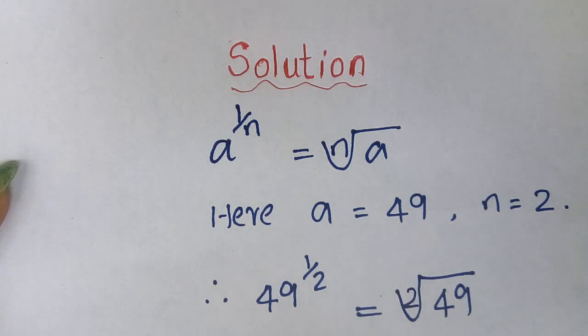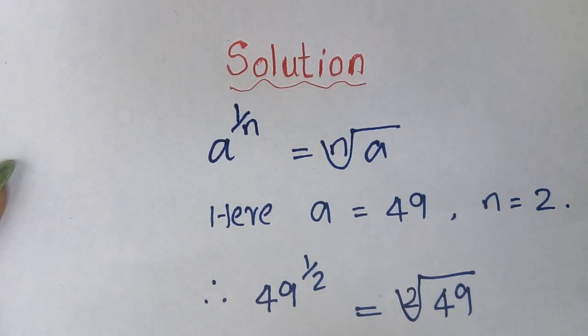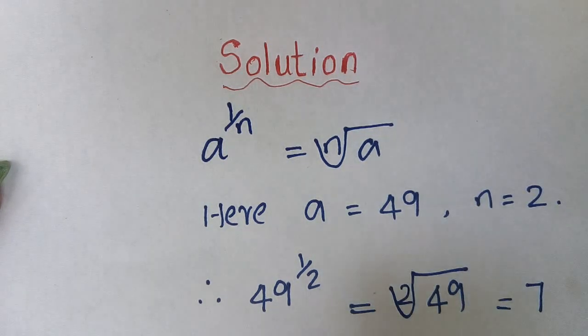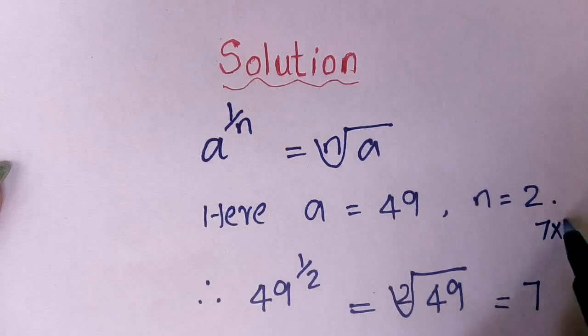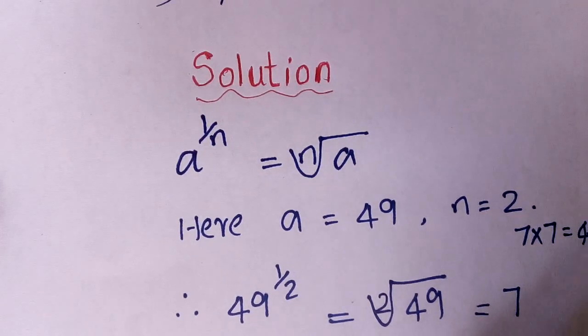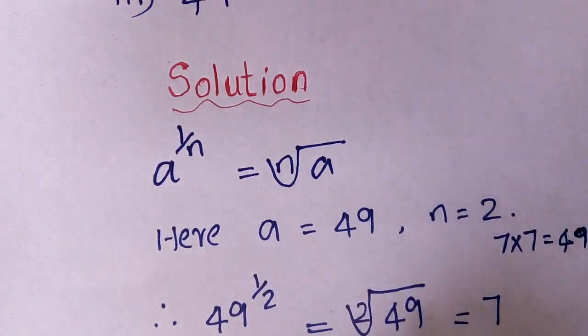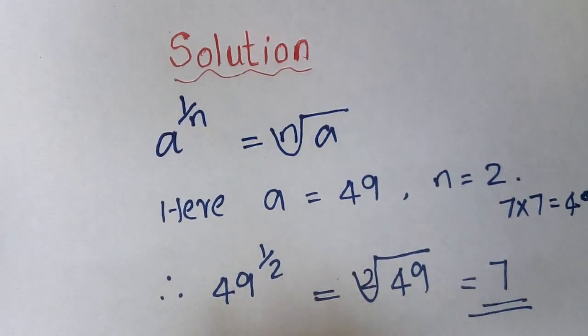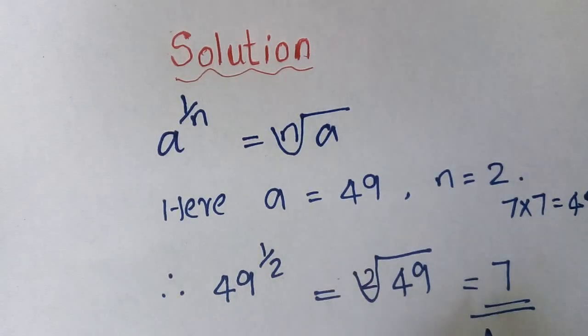What is square root of 49? Square root of 49 is equal to 7, because 7 into 7 is equal to 49. Therefore, square root of 49 is equal to 7. So, 49 to the power 1 by 2 is equal to 7.